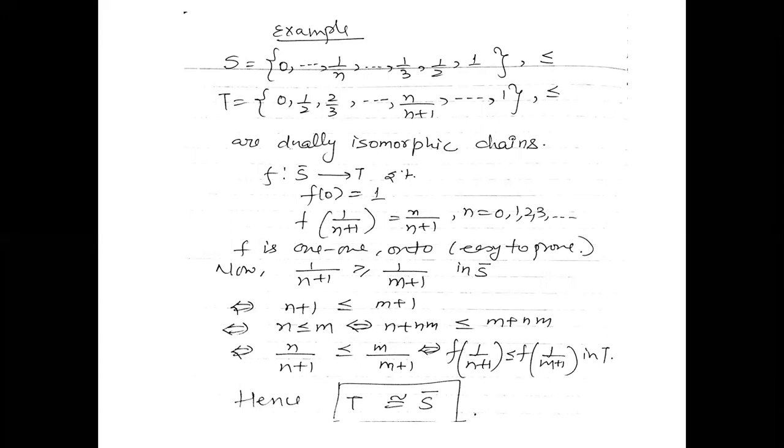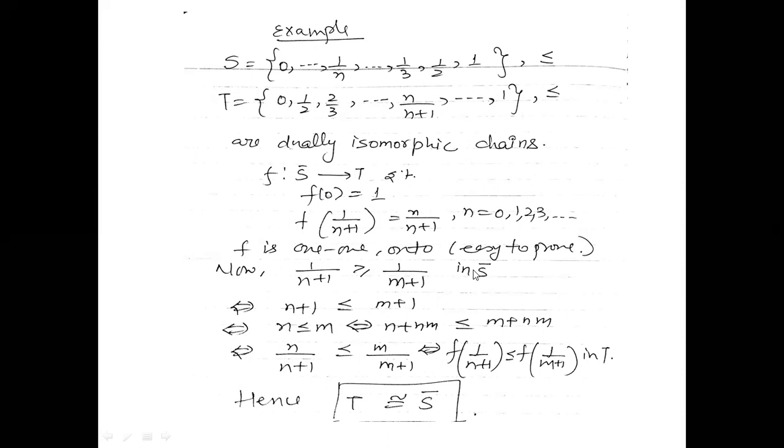We have to show that they are dually isomorphic chains. So for that we have to define a map F from S bar to T, such that F of 0 is 1, mapping the 0 element to the 1 element, and all the other elements of type 1 upon n plus 1 map to n upon n plus 1, for n equal to 1, 2, 3 and so on. So F is one-one and onto. This is easy to prove. You can do that. Next is order isomorphism.